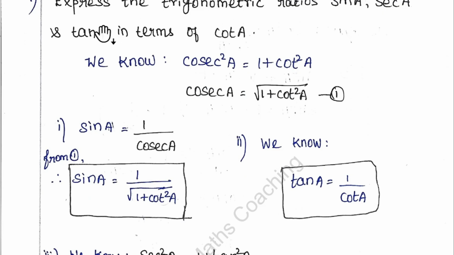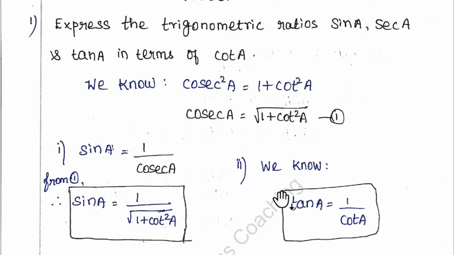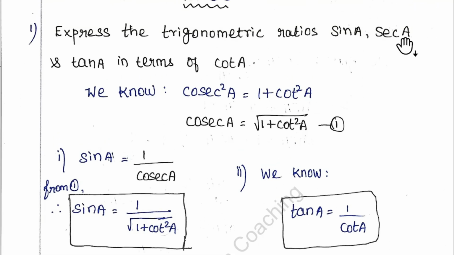So you have to write three ratios, sine, secant and tan, in terms of cot. Tan is already the inverse of cot, so this is done: tan is equal to 1 by cot. Next, sine and secant are remaining. So think about the identity which has cot. I can say cosecant square minus cot square is 1, right? From that identity, I'm taking cosecant square is equal to 1 plus cot square A. Why am I taking cosecant square? Because I want sine. If I find the answer for cosecant in terms of cot, I can take its reciprocal to get the sine value.